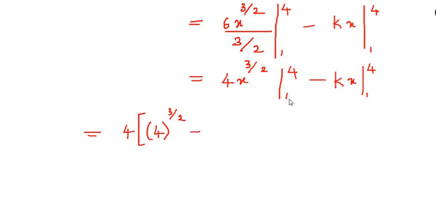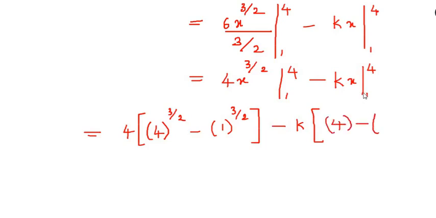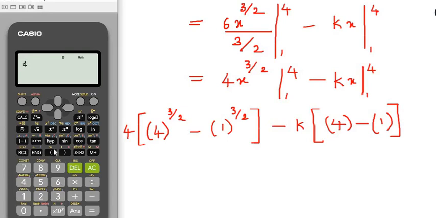minus the lower limit. So we are going to substitute 1 in place of x. So 1 to the power of 3 over 2, minus, here for k, we are going to substitute 4 in place of x. So 4 minus, in place of x we are going to substitute 1. So let us solve this and see what we will get. So 4 in the bracket, 4 to the power of 3 over 2, and then we have minus 1, because 1 raised to anything will be 1 itself.